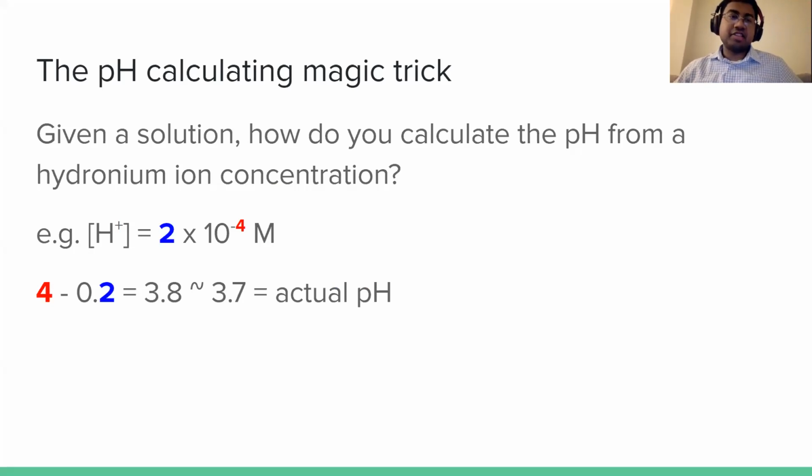So yeah, but in this case, you're given a hydronium ion concentration, you've got 2 × 10⁻⁴. You take the -4, so you take the 4, and then you subtract 0.2, since 2 is the base of that exponential term. 4 minus 0.2 is 3.8. That's your estimated pH, which is very close to 3.7, the actual pH if you use a calculator.